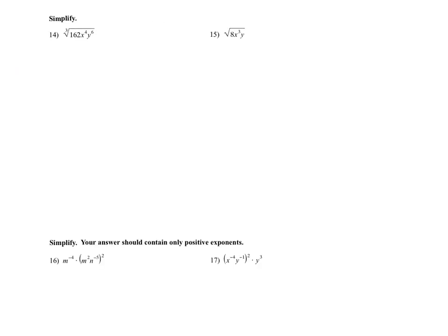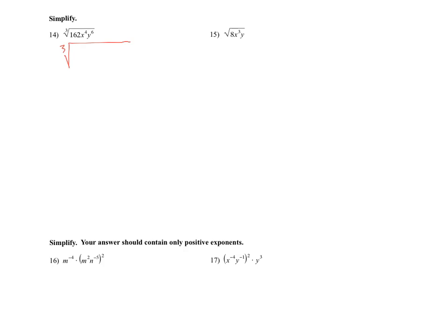Okay, now we're dealing with radical expressions. Number 14 is the cube root of 162 x to the 4th y to the 6th. In order to get stuff out from under the radical, which in this case is a cube root, we want to express these things as something to the 3rd power. So first, this 162, that's like 2 times 81, right?